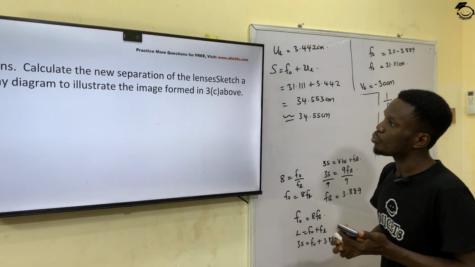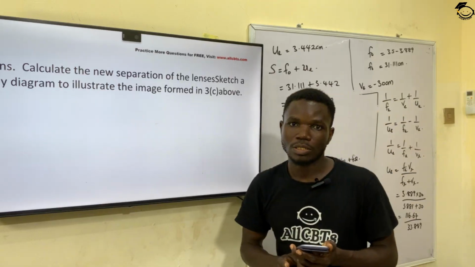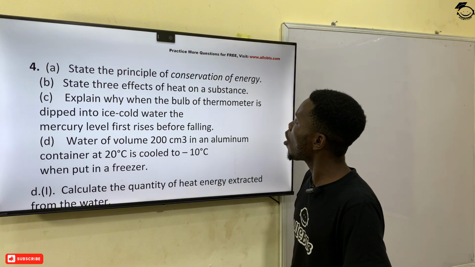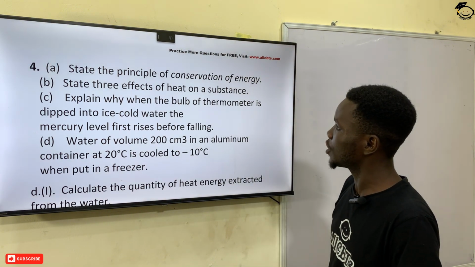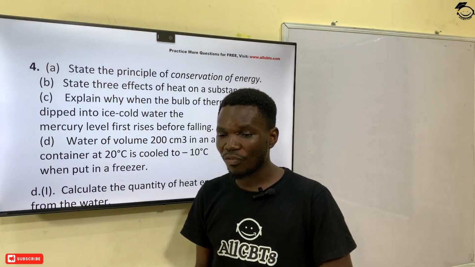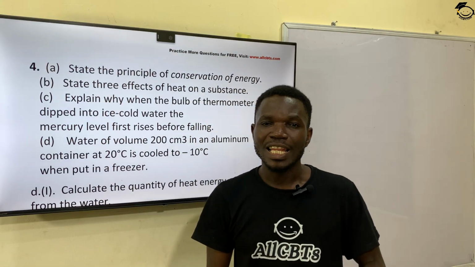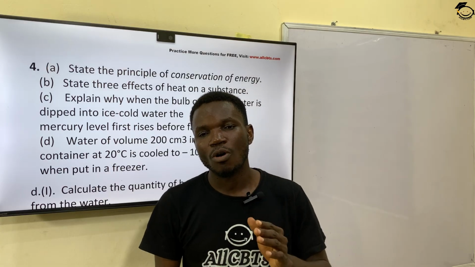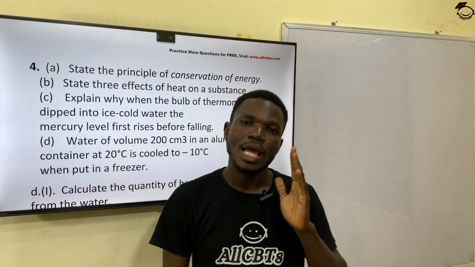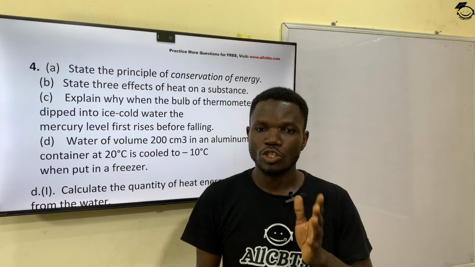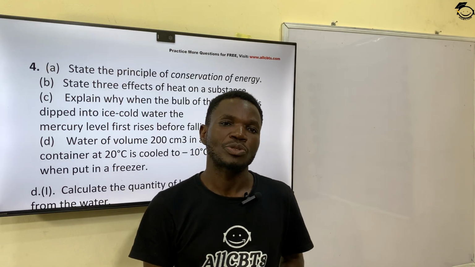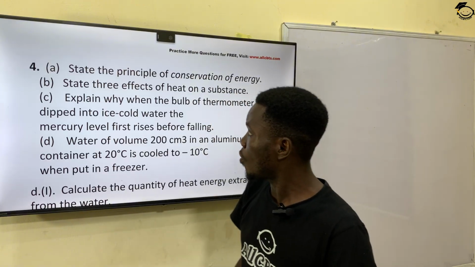or 34.6 centimeters. So that is question number 4, which says state the principle of conservation of energy. Now, the principle of conservation of energy simply states that energy can neither be destroyed nor created, but can be transformed from one form to another. Energy can neither be created nor destroyed, but can be transformed from one form to another. That is the principle of conservation of energy.